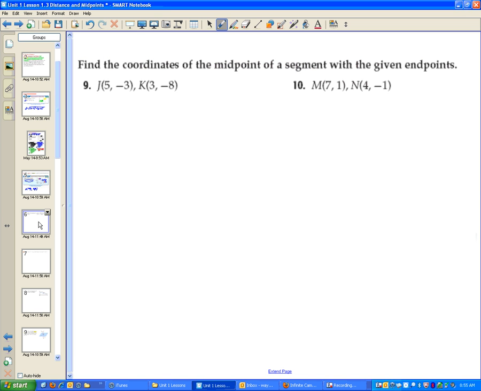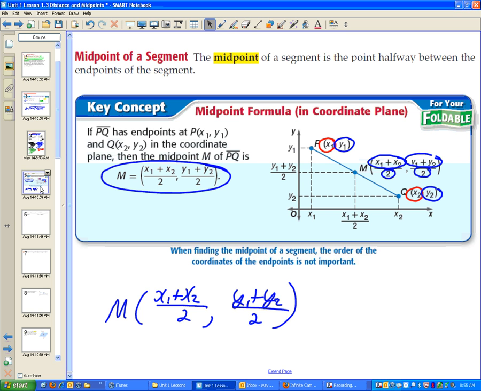Let's try a couple more problems. Number 9, back on page 30. Find the coordinates of the midpoint of a segment with the given endpoints. Let me copy this.